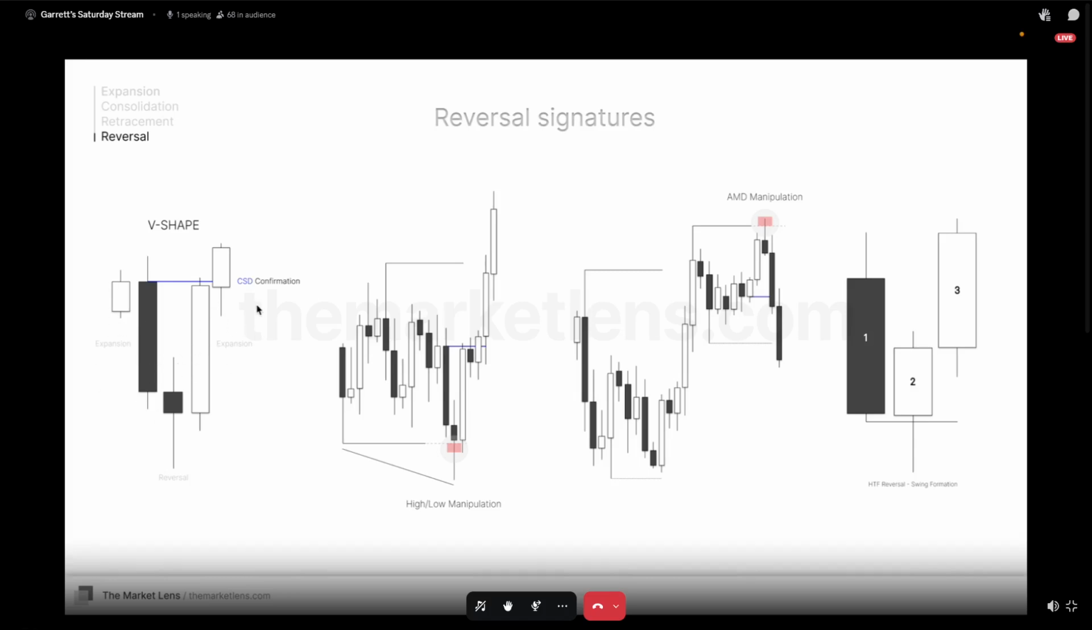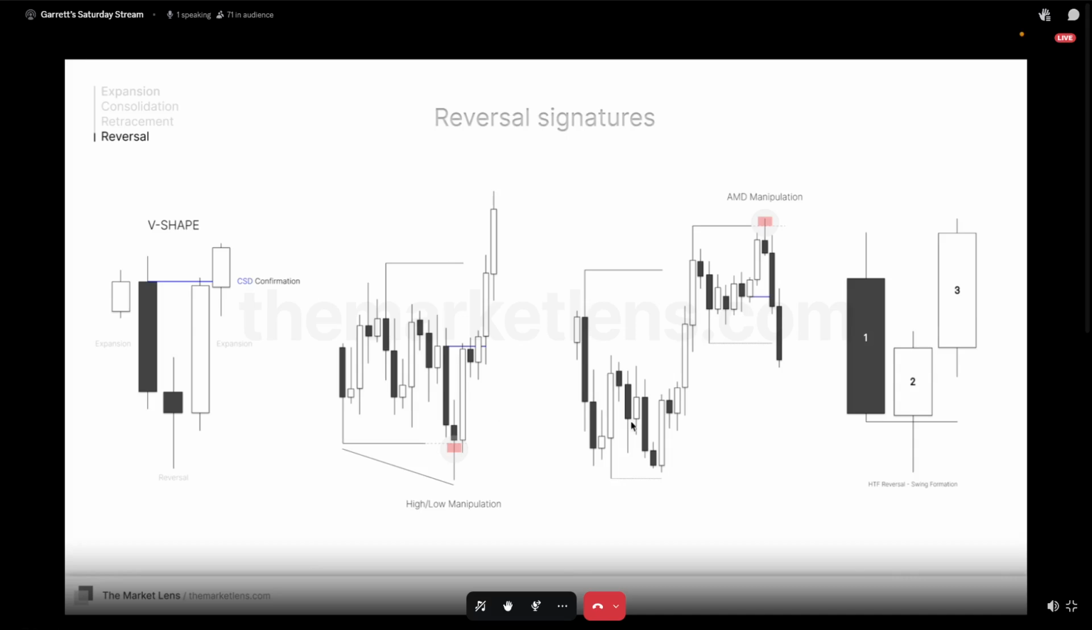This is something you really want to see on the lower time frame, though it can be on any time frame really. And then you confirm it with the CSD, obviously, and we want to pair it with an SMT. So what would that look like, right? Let's say this is your reversal point right here, the swing low. Price expands into it. You want to see immediate expansion away, right? Creating that V shape, confirmed by that CSD, also pairing with the SMT ideally.